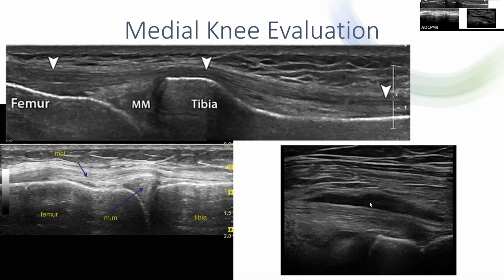Here's effusion right over top. This is where the medial meniscus is attaching to the pes anserinus. This is a pes anserine bursitis.